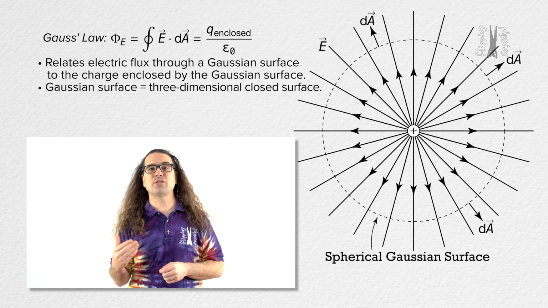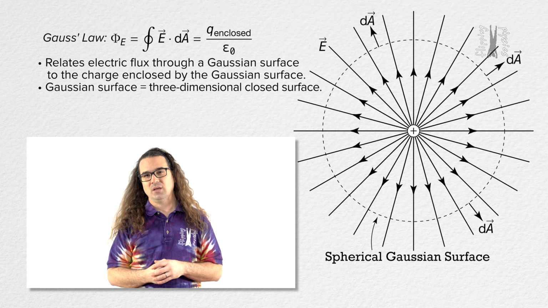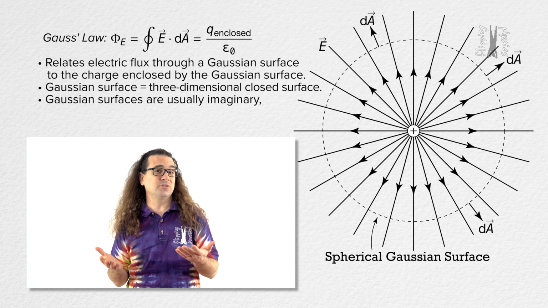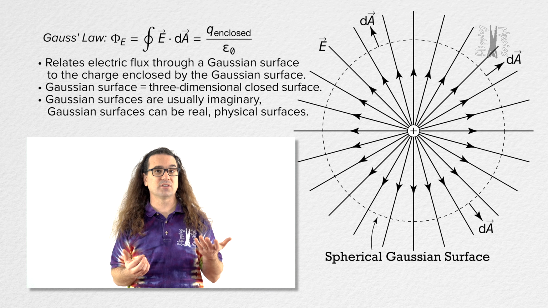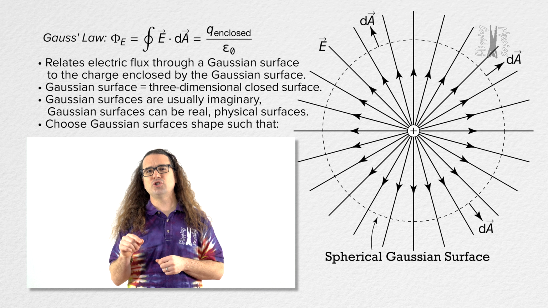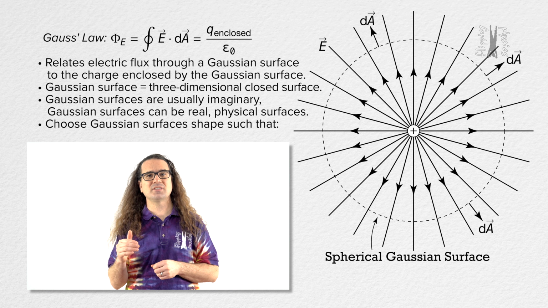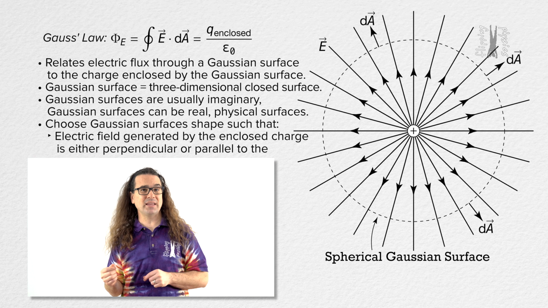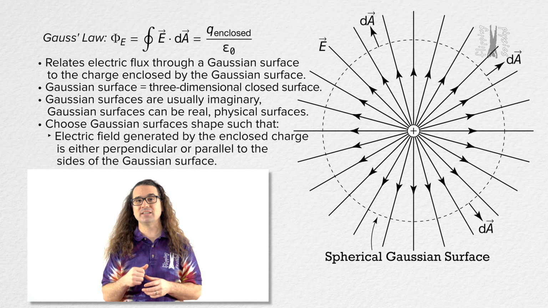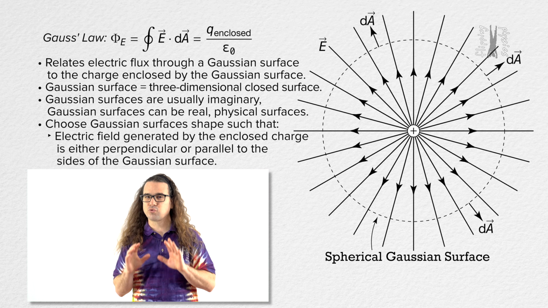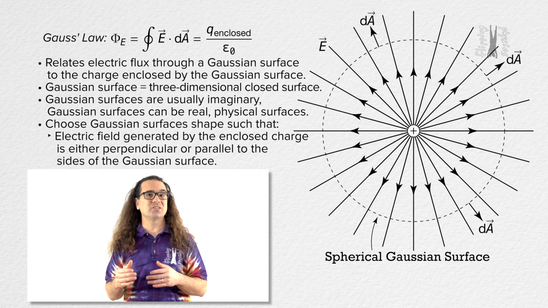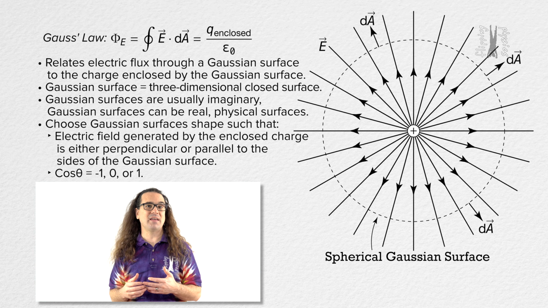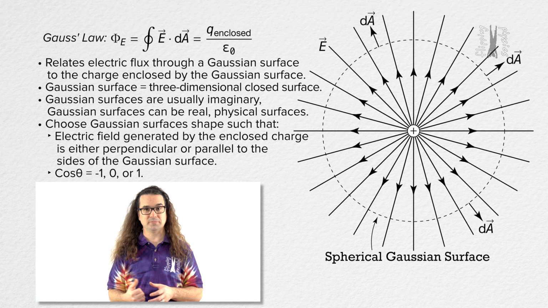A Gaussian surface is a three-dimensional closed surface. And realize, while the Gaussian surfaces we usually work with are imaginary, the Gaussian surface could actually be a real physical surface. Typically, we choose the shapes of our imaginary Gaussian surfaces such that the electric field generated by the enclosed charge is either perpendicular to or parallel to the sides of the Gaussian surface. This greatly simplifies the surface integral because all the angles are multiples of 90 degrees, and the cosine of those angles have a value of -1, 0, or 1.